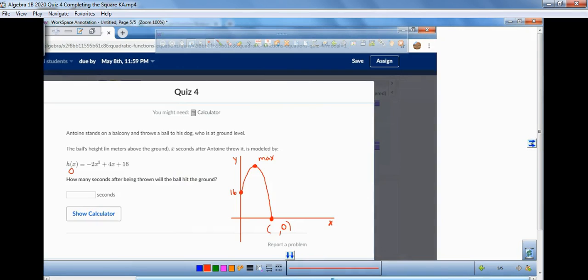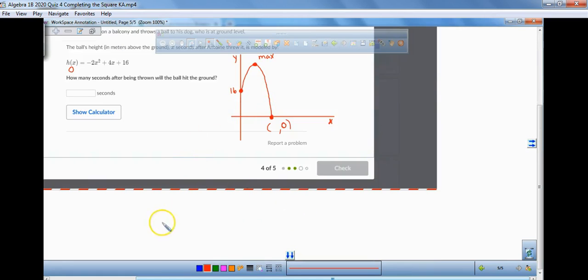So here we go. We're going to write. Put down a little bit, have a little room for writing. Put 0 equals negative 2x squared plus 4x plus 16. All right, divide everything by negative 2. So I get 0 equals x squared minus 2x minus 8.